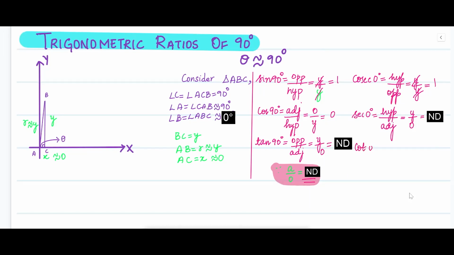Next one is cot 90 degrees, which has the ratio adjacent side divided by the opposite side. We can see that cot theta is the reciprocal of tan theta. The adjacent side of the triangle is almost equal to 0. The opposite side of the triangle is equal to y. So it will be 0 divided by y. Y into 0 is 0. We will have the value 0.